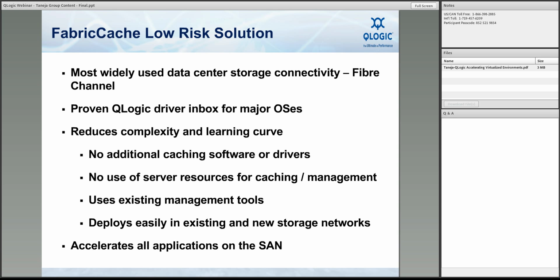We use the existing management tools. QLogic has a standard GUI which works with our regular HBA products as well as FabricCache, and we do operate with some other management tools for some of the operating systems or hypervisors. And we also wanted to make sure that it deploys very easily into existing as well as new networks. So we can actually be deployed in an existing 2, 4, or 8 gigabit fiber channel SAN and just accelerate it and as a result extend the life of that SAN.